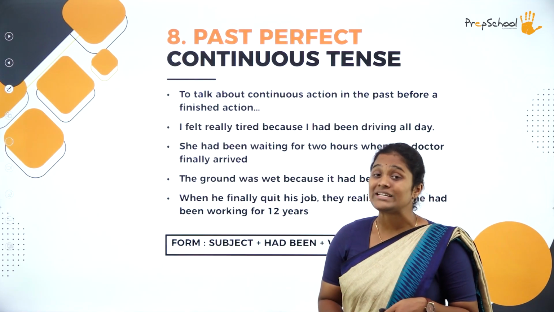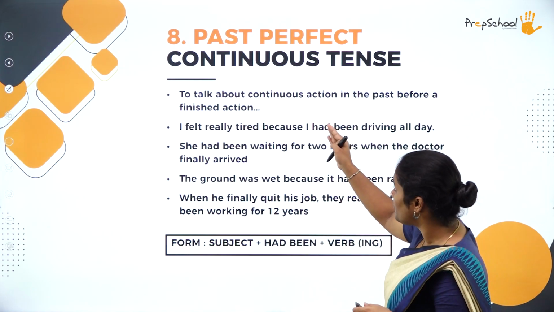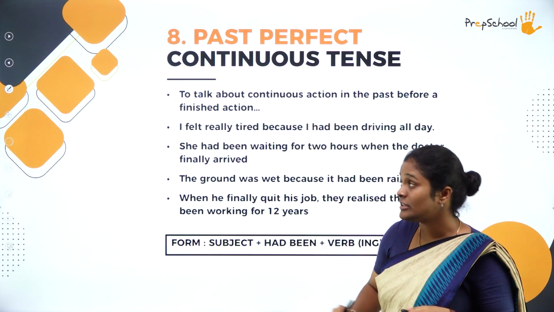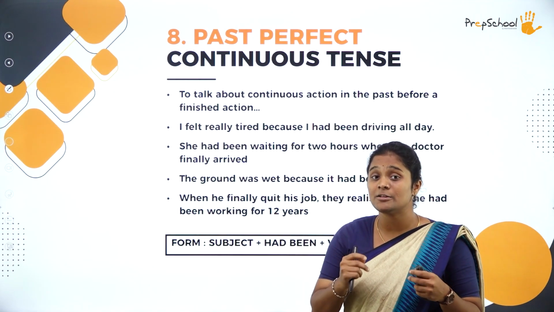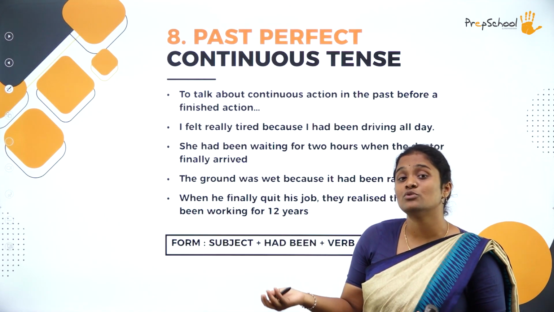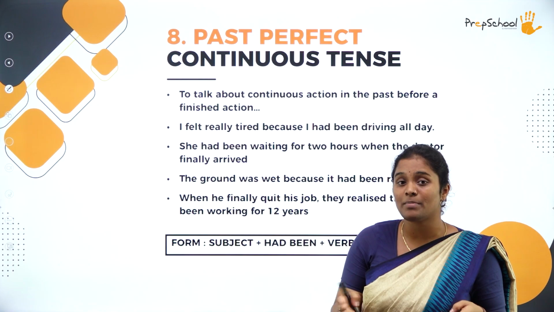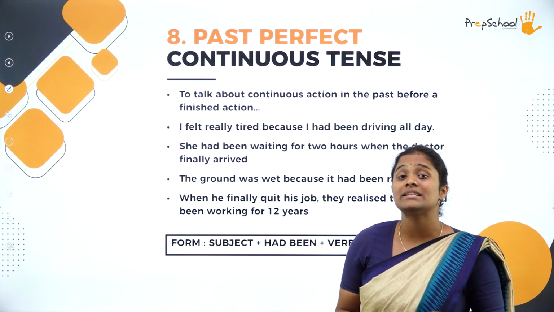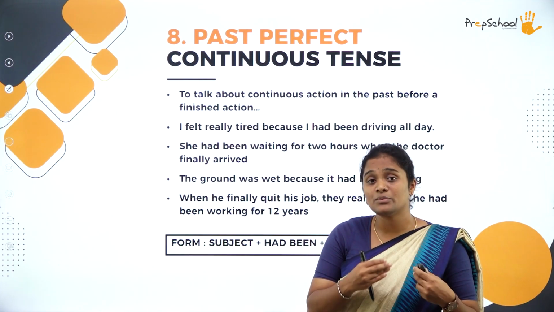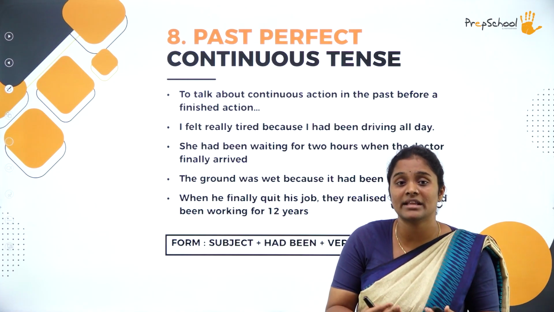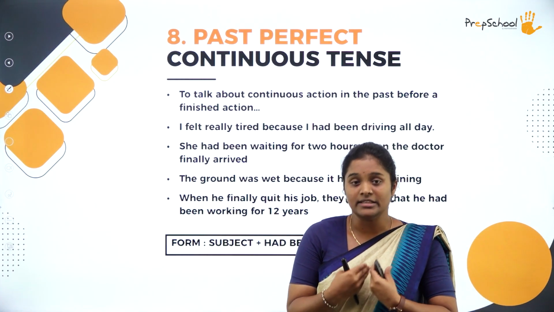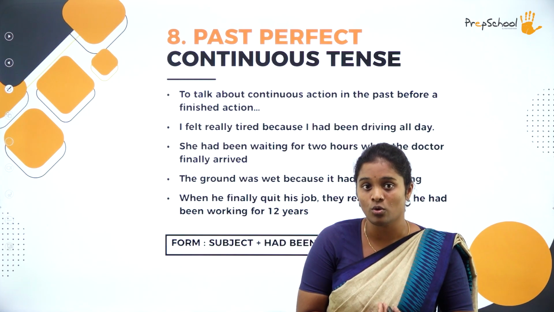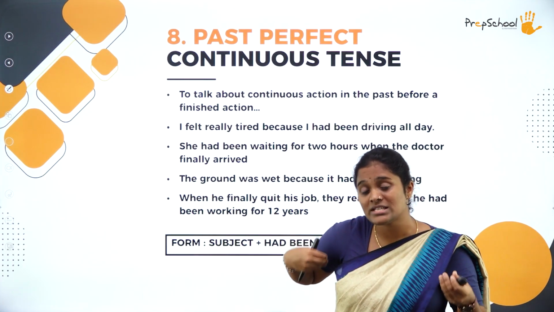Moving forward to the 8th one, past perfect continuous tense. Now there is an action that is completed in the past. When you say there's an action completed in the past, it is past perfect. When there was an action in the past in the continuous form, it was still happening at the time reference you are talking about. The action that you're talking about was still happening.